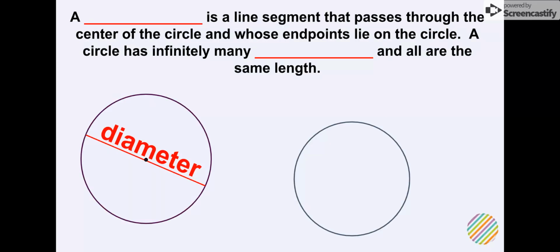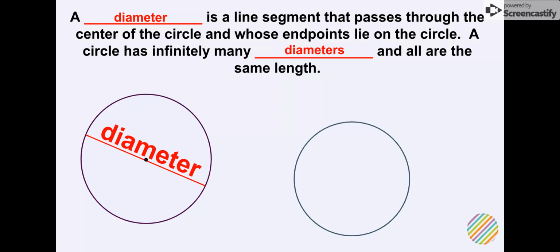Okay, so another thing we have is diameter. A diameter is a line segment that passes through the center of the circle and whose endpoints lie on the circle, as you can see from the picture. A circle has infinitely many diameters, and all of them are the same length. So basically, it doesn't matter where the diameter is, as long as it's going through the center of the circle and its endpoints lie on that circle.